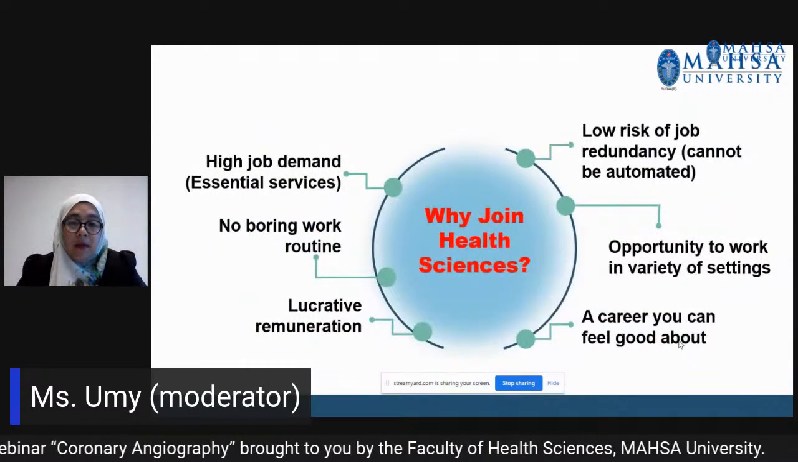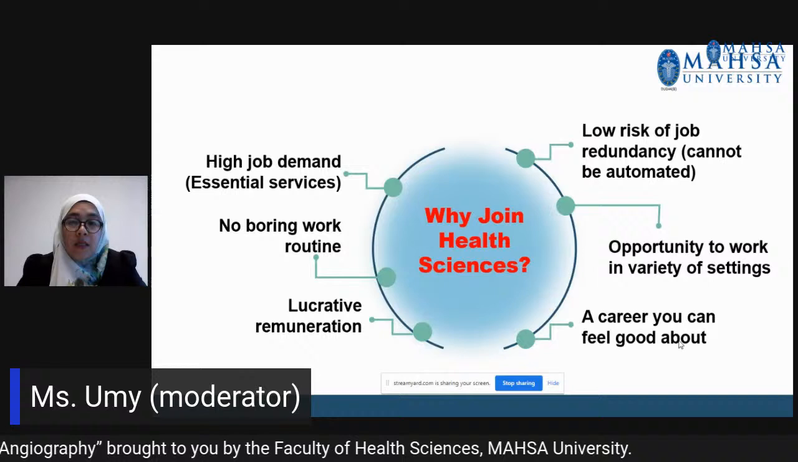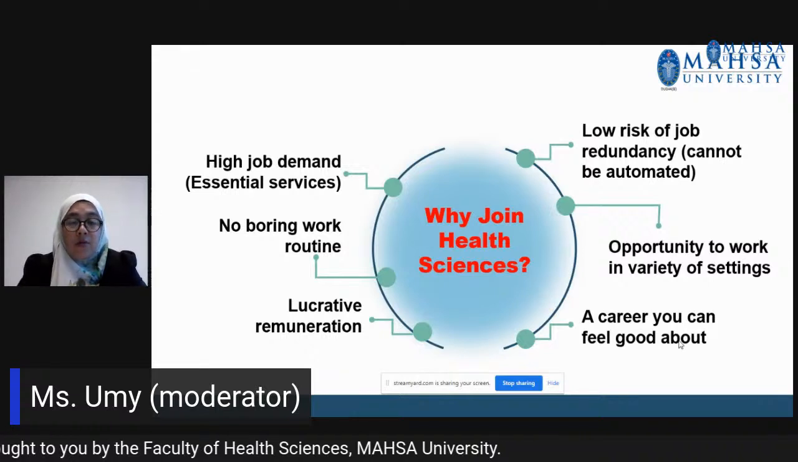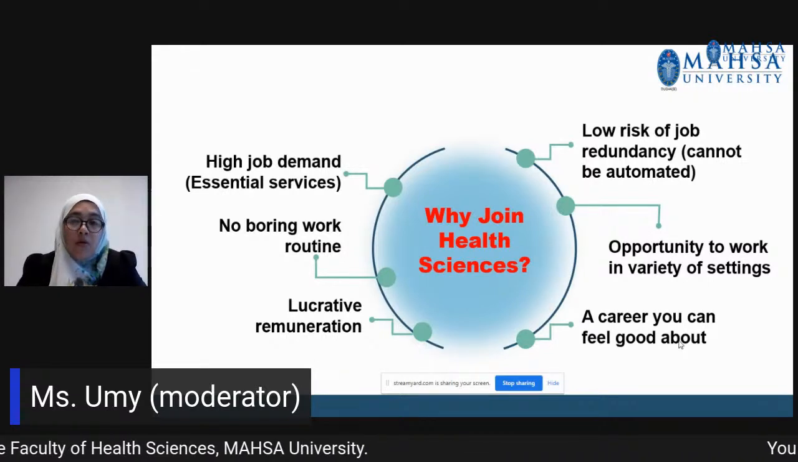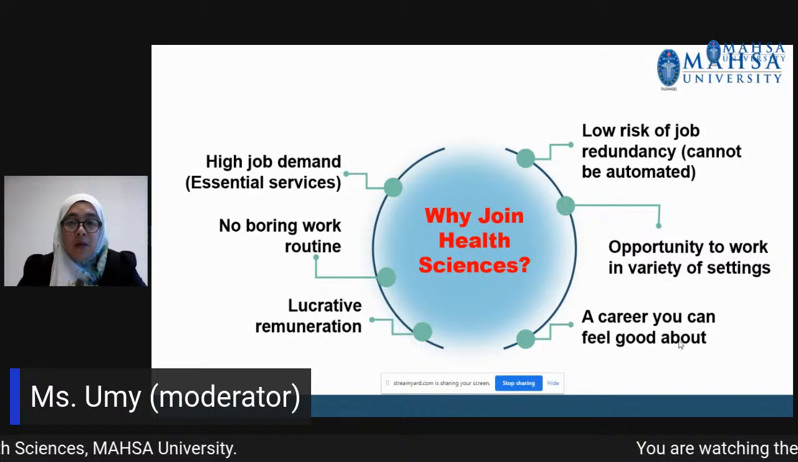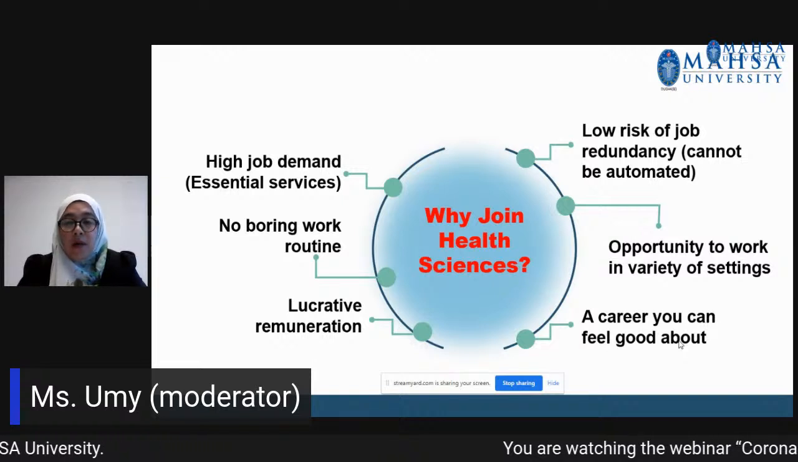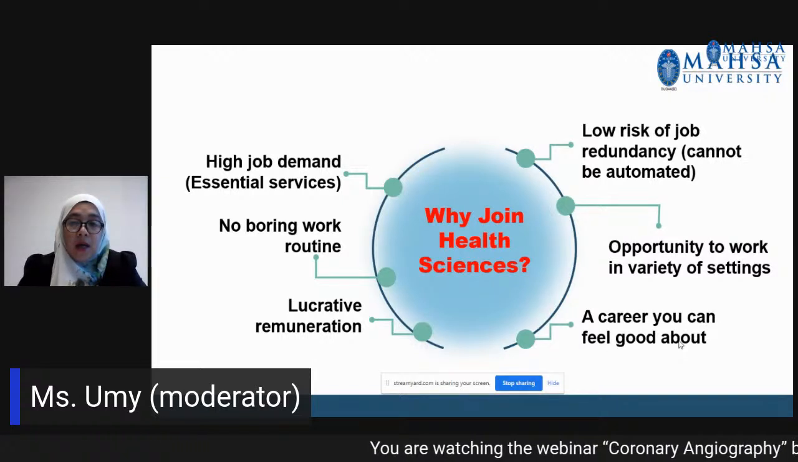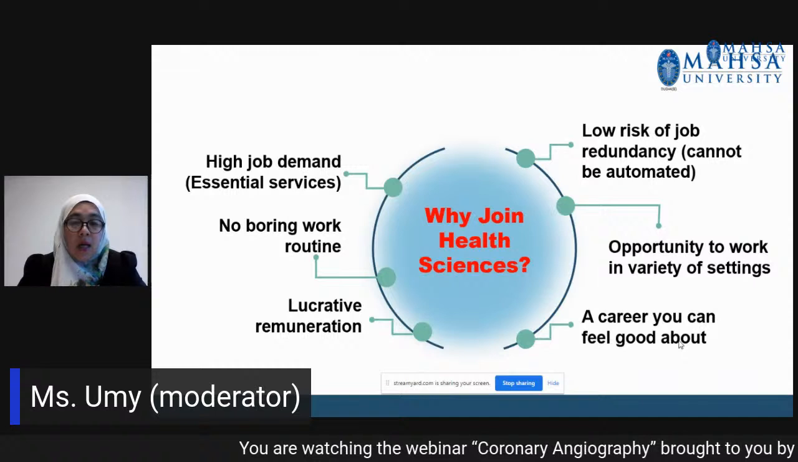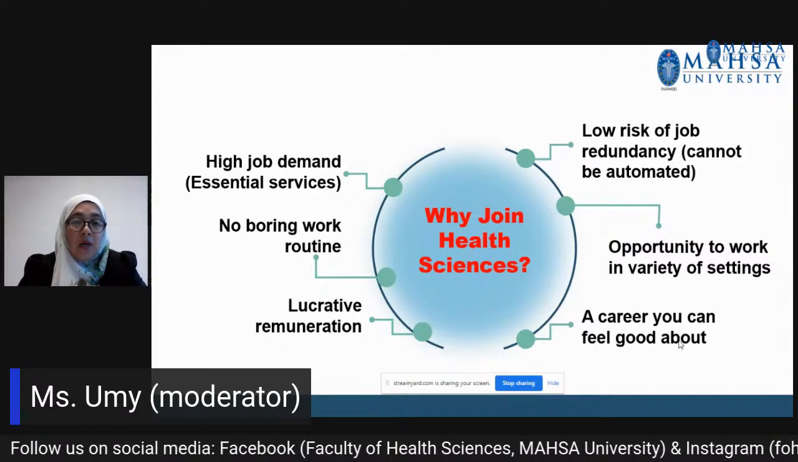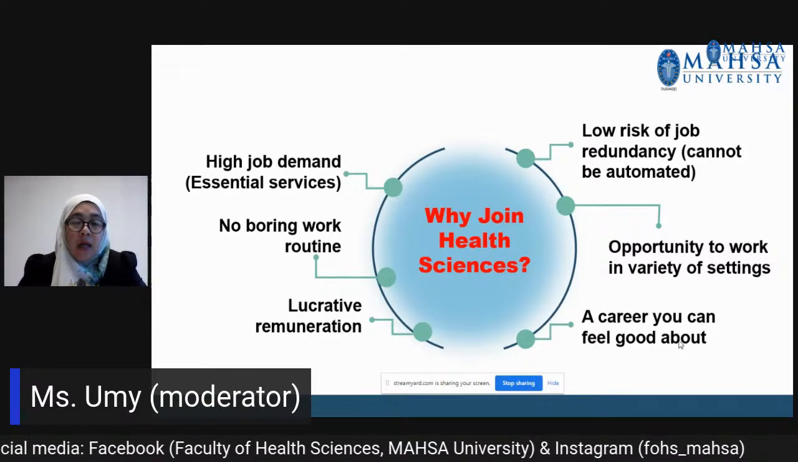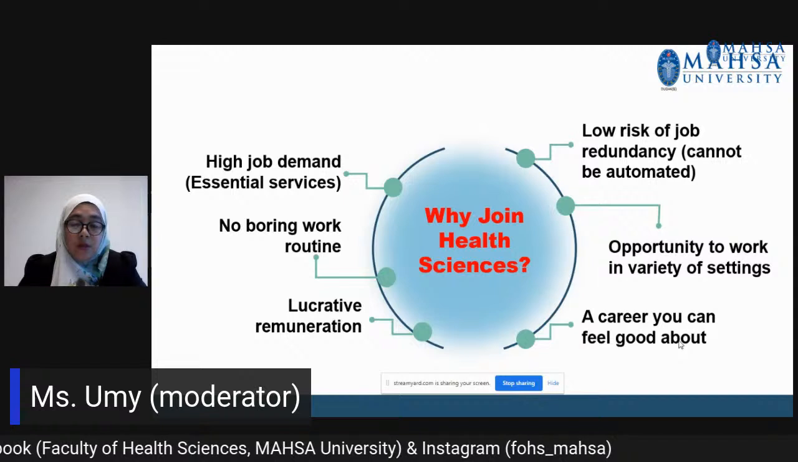Why join health science? These are the factors: low risk of job redundancy, cannot be automated, opportunity to work in a variety of settings, a career you can feel good about, lucrative remuneration, no boring work routine, and high job demand, essential service.